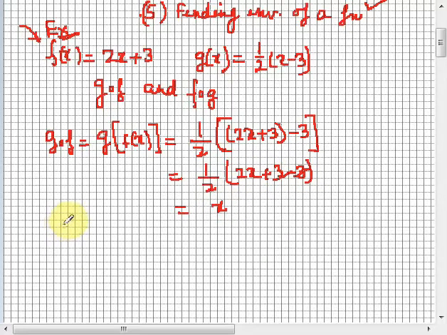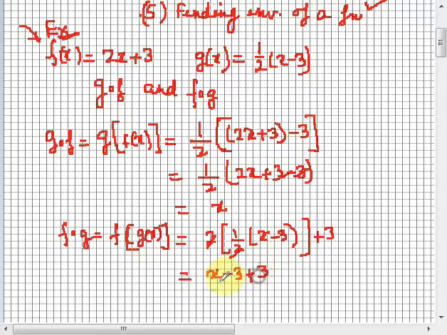Similarly, if we calculate f of g, it is equal to f of gx. In place of x in fx we just put gx, that becomes twice into 1 by 2 x minus 3, plus 3. The 2 cancels out, x minus 3 plus 3 cancels out, and it is equal to x.